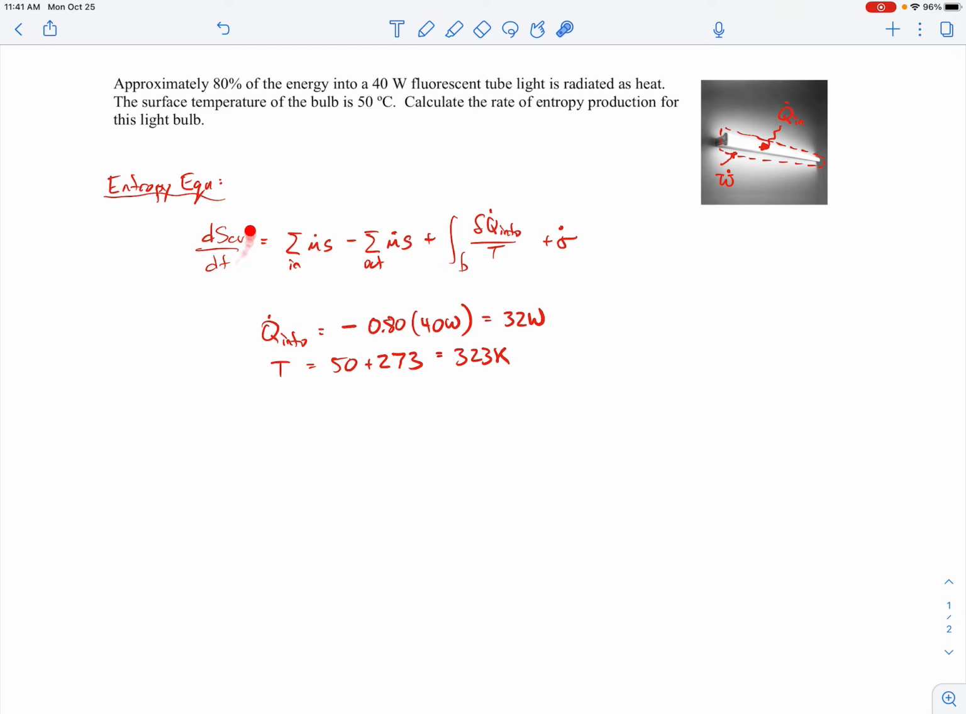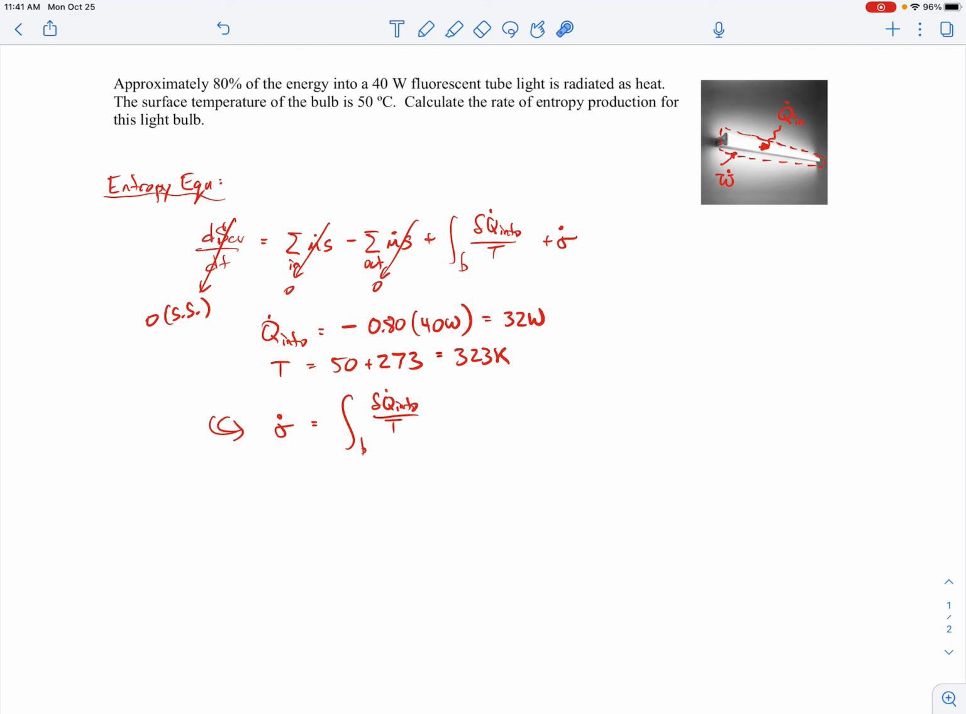So what I'm doing is filling in some of the terms in this entropy equation. This is the time rate of change of entropy within the control volume. We're going to say that that's 0, because we're assuming steady state. There's no mass flowing into or out of that control volume. There's only energy exchanges, so these are both 0. And so what we're left with from the entropy equation is that sigma dot is the integral of the heat transfer in divided by the absolute temperature where that heat transfer is occurring, over the entire boundary.